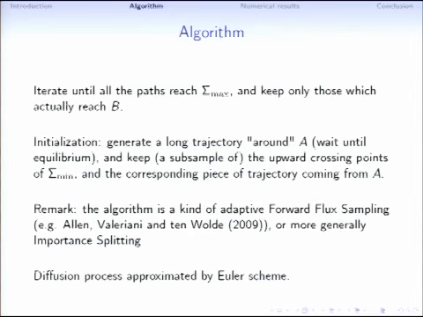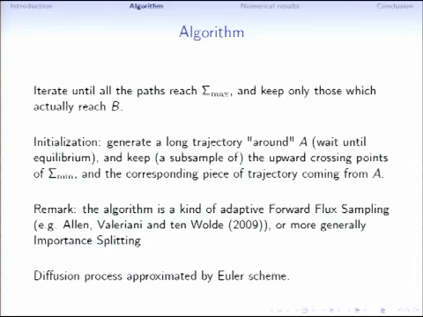And I iterate the process until all the paths reach sigma max, which was the curve on the right. And among them, I keep only those which actually reach B, which should hopefully be the majority of them.